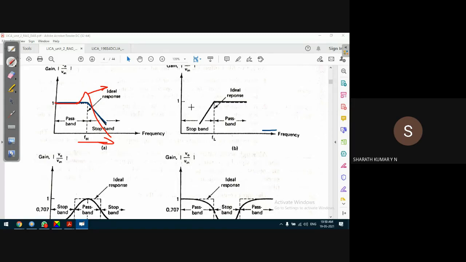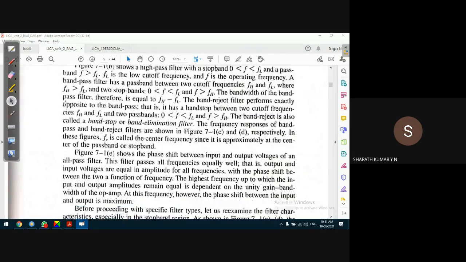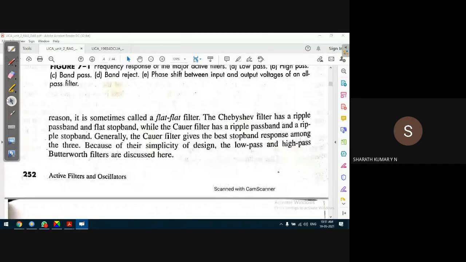Similarly, in a high pass filter, the response may be something like this. That is the ripple in the response of a Chebyshev filter. This can happen for both the pass band, the flat band response, as well as the stop band response in the case of Cauer filters. Because of that, and because of their simplicity of design, Butterworth filters are commonly employed. The low pass and high pass Butterworth filters are discussed, so we'll concentrate more on the Butterworth filter.